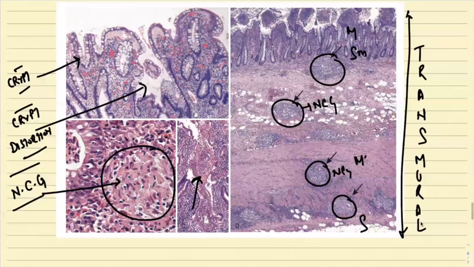Now, in a similar way, as we have compared and contrasted the gross and microscopic picture, we are also going to read about the clinical features of the same. What do you think these patients will present with? These patients are going to present with abdominal pain. Okay. They will also present with bloody diarrhea.